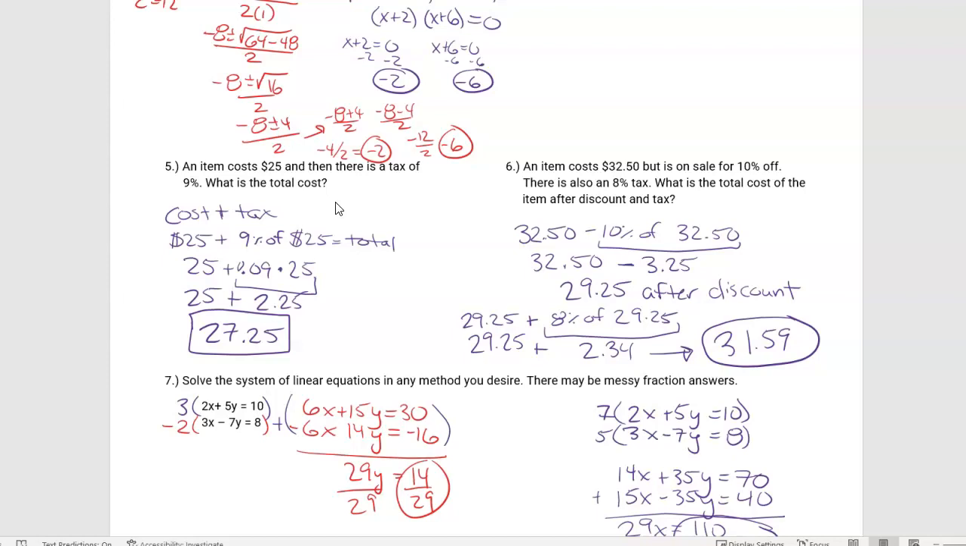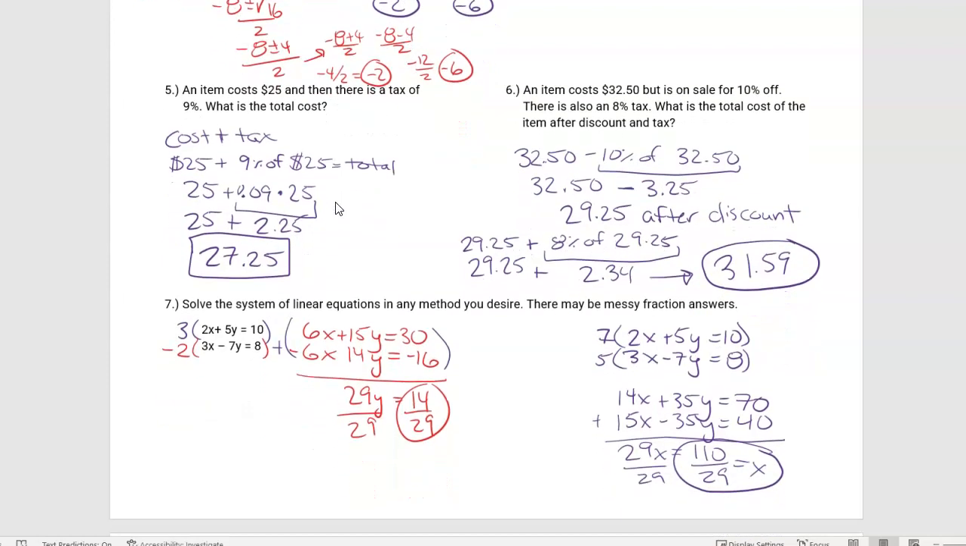Now on number 6, it says an item costs $32.50, but there's a 10% off discount. So what I did was I figured out what the new price was. 10% is always rather easy to calculate. You just move your decimal point once to the left or multiply by 0.1. That gives you $3.25 off. The new price is $29.25.